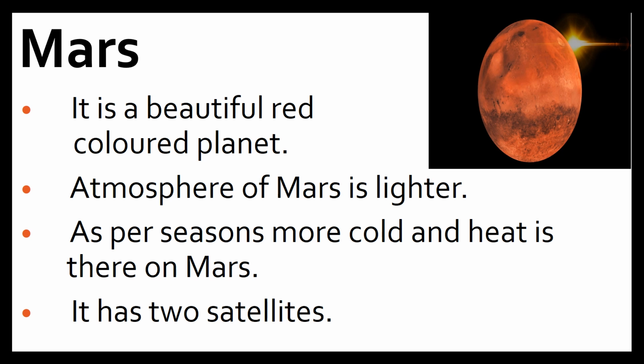Atmosphere of Mars is lighter, and as per the seasons, more cold and heat is there on Mars. It has 2 satellites. Mars is also the second smallest planet of the solar system. Now, let's know about the biggest planet in the solar system.